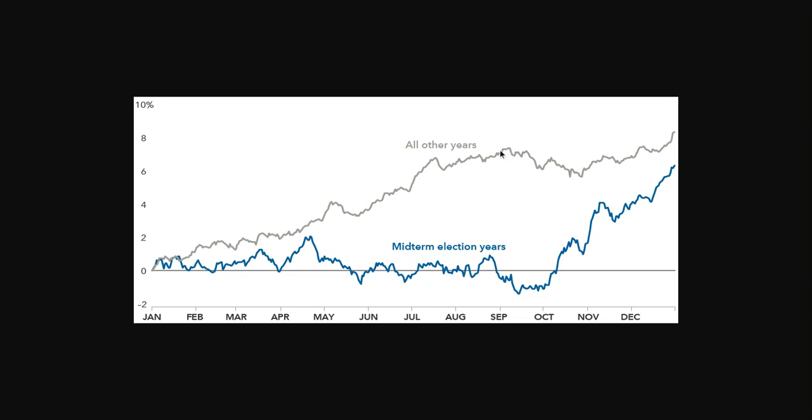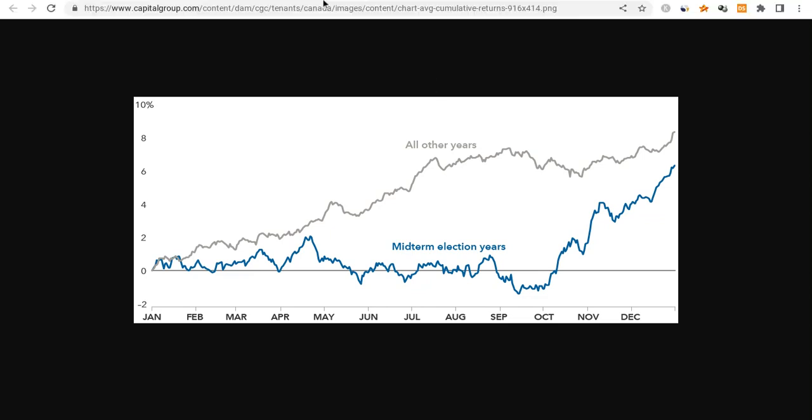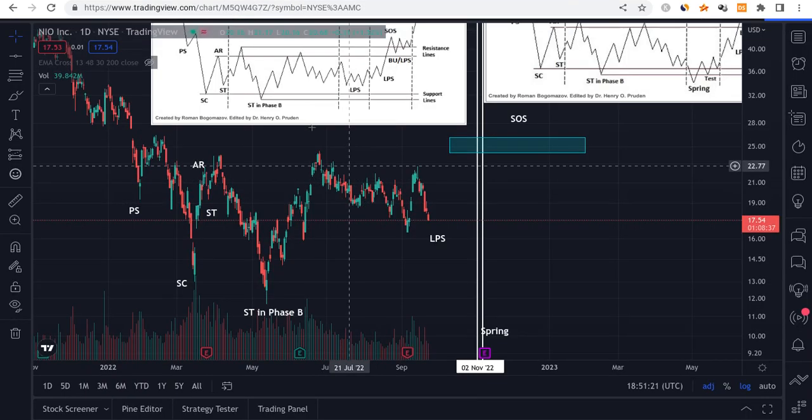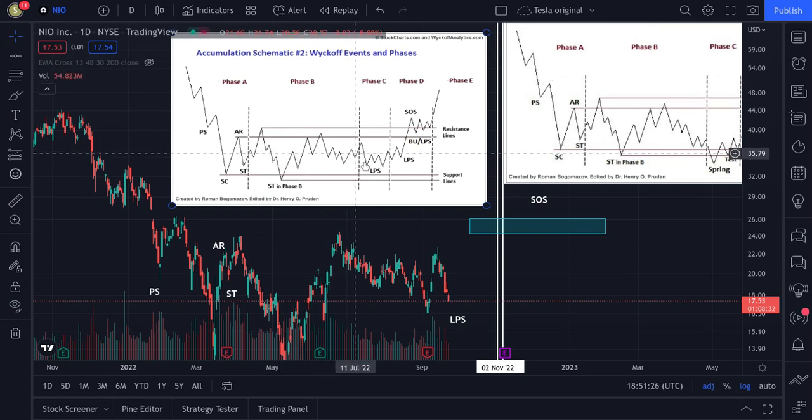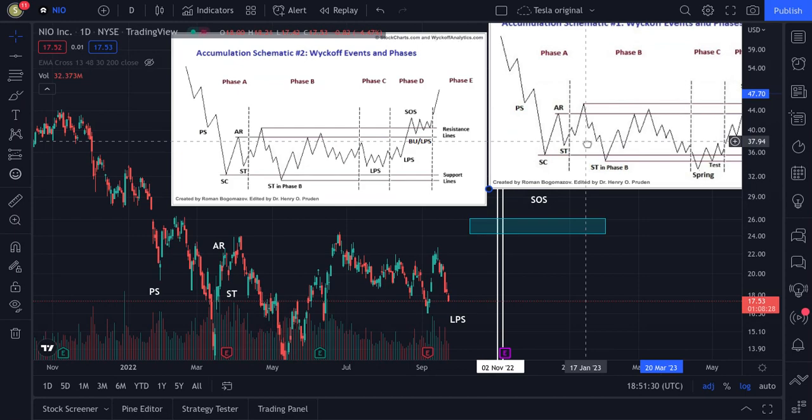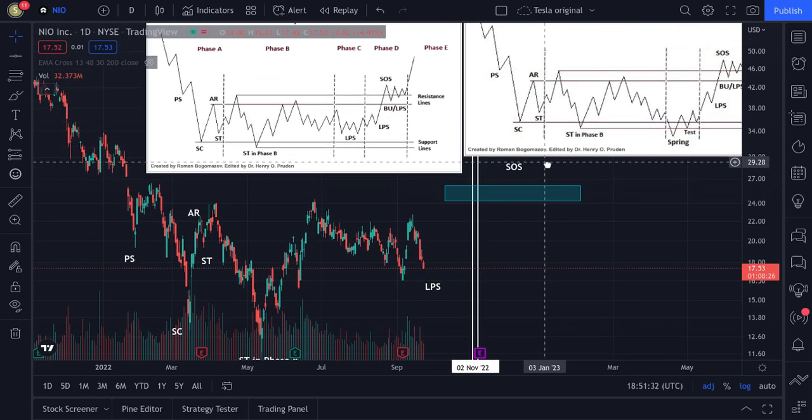So far, what is the market doing? We're crashing. You're seeing SPY drop really hard, but SPY is dropping very close to its previous low, and yet NIO is not crashing. So it makes me think that we're more likely to respect the second schematic, where we don't see a new low in phase C. So with that said, let's just go over this possibility.